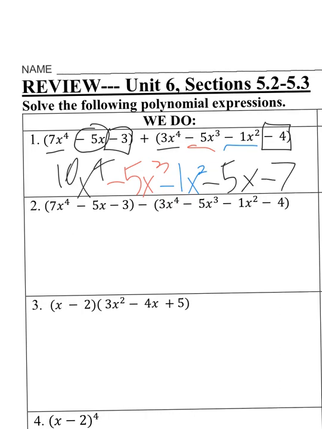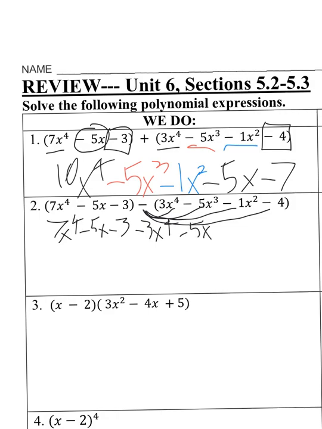It doesn't matter if there's parentheses when you're adding, just add like terms, no signs change, and that's really all there is to it. Now, if you're subtracting, you need to distribute that negative, and so basically you have 7x to the fourth minus 5x minus 3 minus 3x to the fourth minus 5x to the third, plus 5x to the third, plus 1x squared, plus 4.